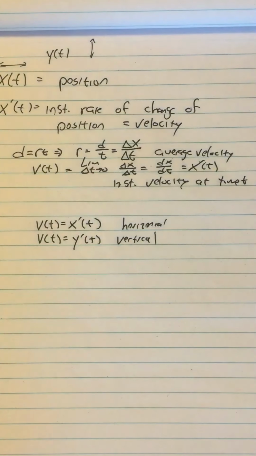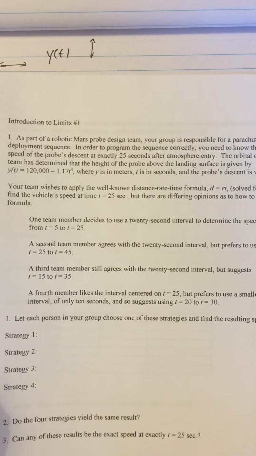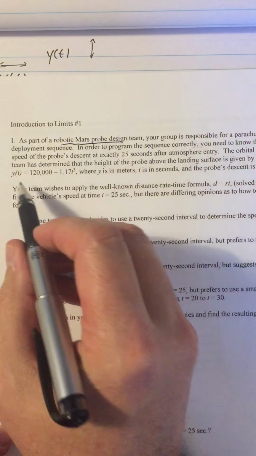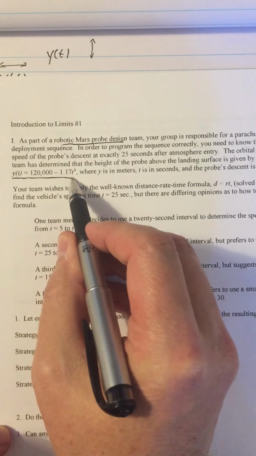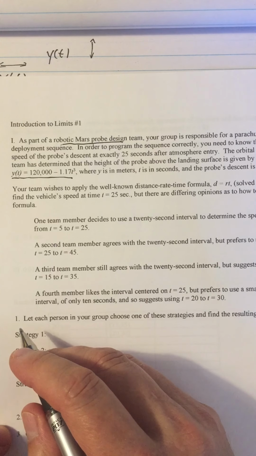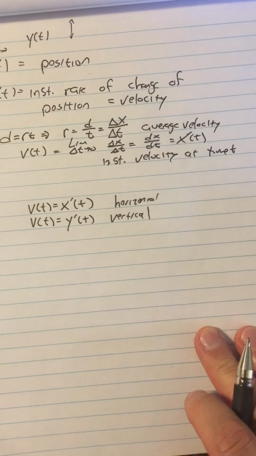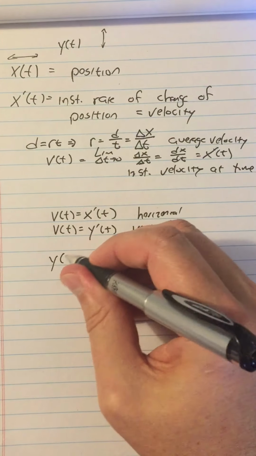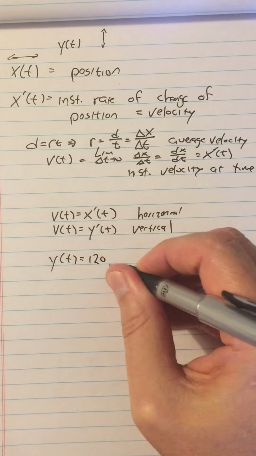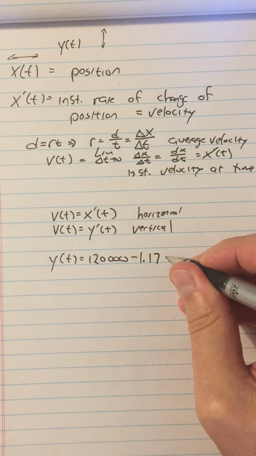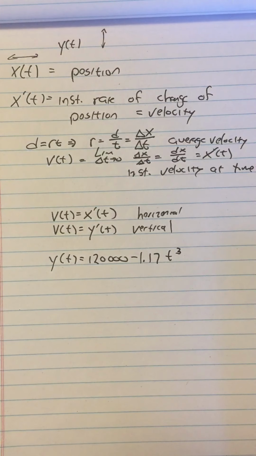Suppose we come all the way back to the beginning and look at our robotic Mars probe that gave us a function y of t that gave the height of the probe for any time t. If we knew calculus then, we could have said, well, look, y of t equals 120,000 minus 1.17 t cubed. That's the given function.